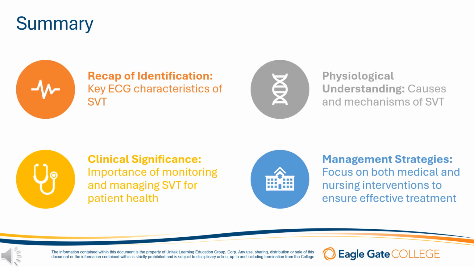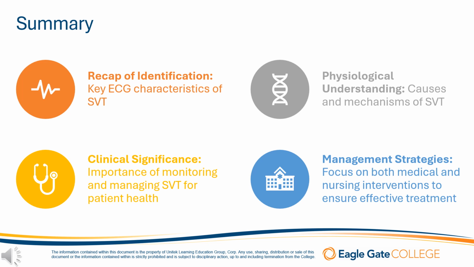So, in summary, let's recap some of the points we've covered about supraventricular tachycardia. You learned how to identify it on an ECG. SVT is characterized by a regular rhythm. The heart rate in SVT is notably high, ranging from 150 to 250 beats per minute. Due to the rapid heart rate, P waves may be hidden within the T waves of the previous beat, making them difficult to distinguish on the ECG.